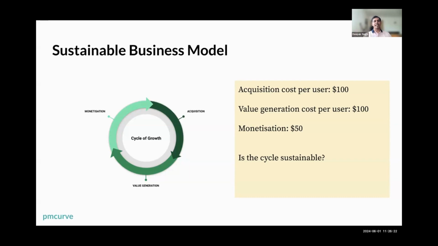What I'm asking is, is this cycle sustainable? Yes or no? Just put it in chat.